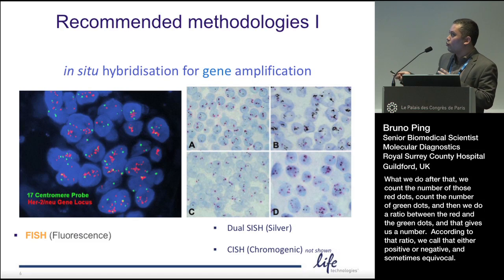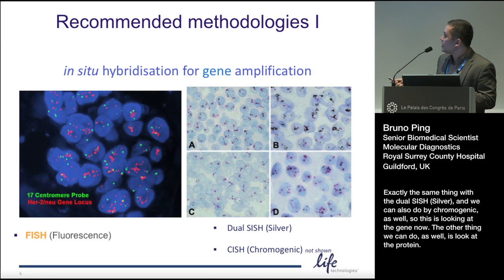What we do after that, we count the number of red dots and the number of green dots, and then we do a ratio between the red and the green dots, and that gives us a number. According to that ratio, we call it either positive or negative, and sometimes equivocal. Exactly the same thing with the dual SISH, silver, and you can also have a chromogenic as well. So this is looking at the gene now.